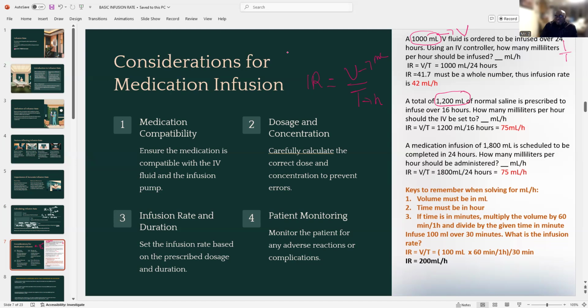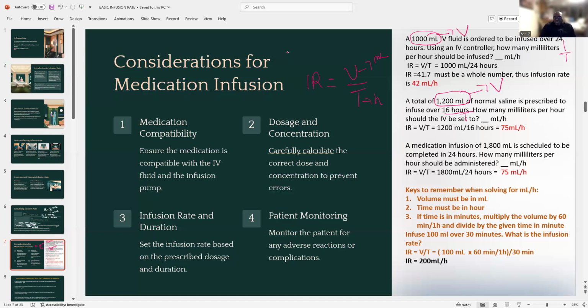So what is that? This is your volume. It's prescribed to infuse over 16 hours. What is that? This is your time. So volume over time, divided by time, is going to be 1,200 milliliter divided by 16 hours. You have 75 milliliter per hour.